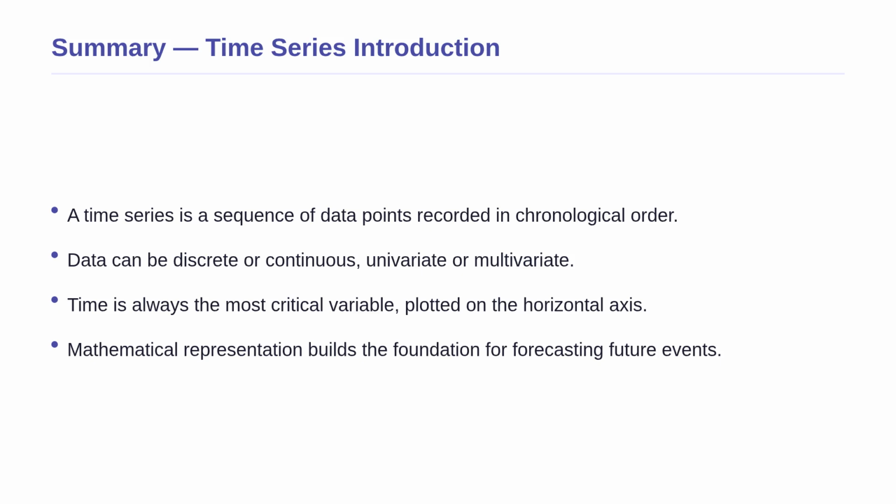First, a time series is simply a sequence of data points recorded in chronological order. We learned that this data can be discrete, like daily bank balances, or continuous, like a heart rate monitor. It can also be univariate, tracking one thing, or multivariate, tracking several things at once. Regardless of the type, the defining feature is that time is the most critical variable.